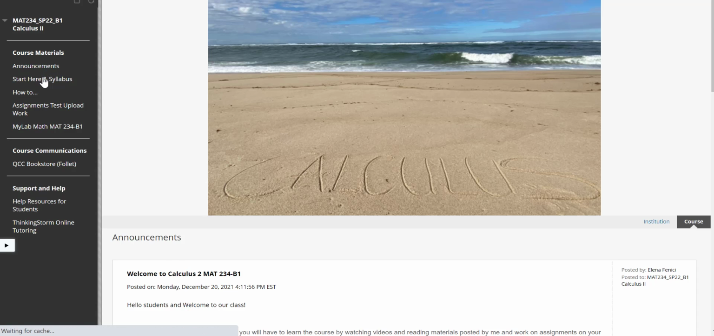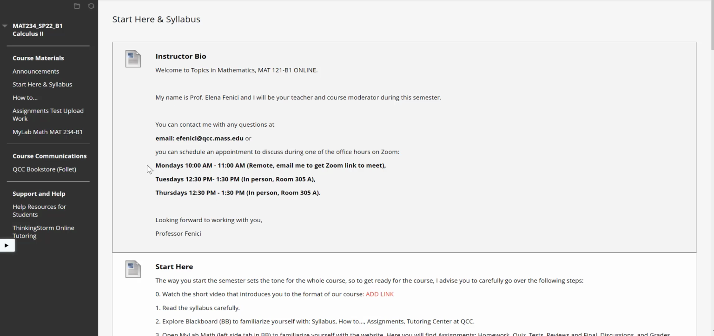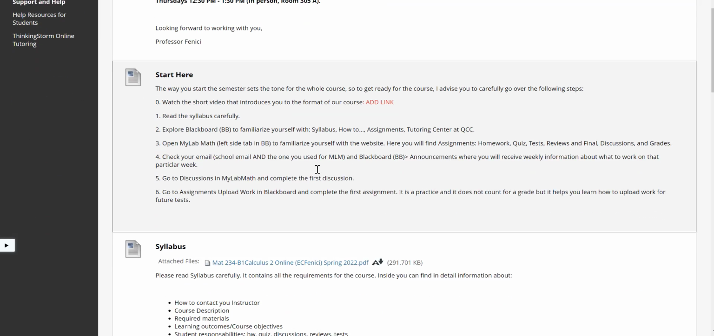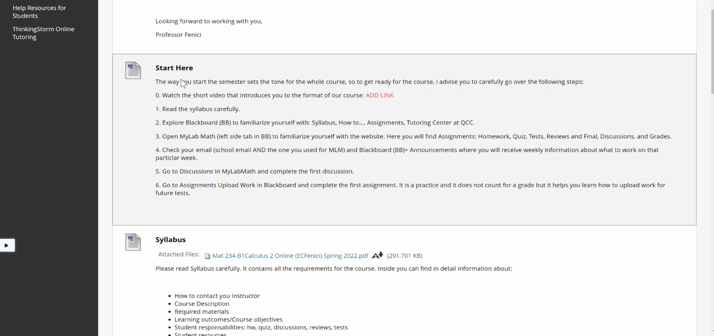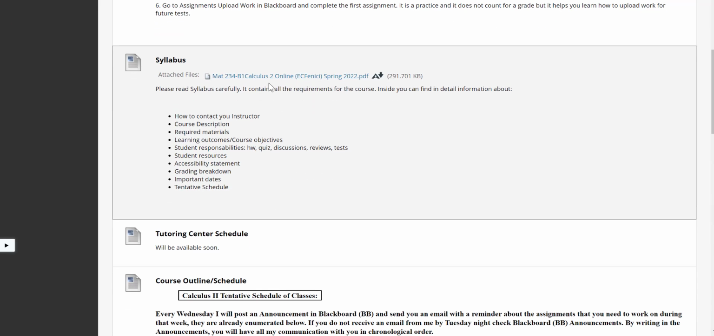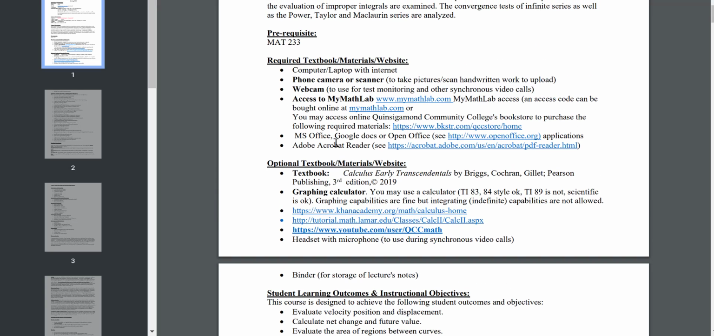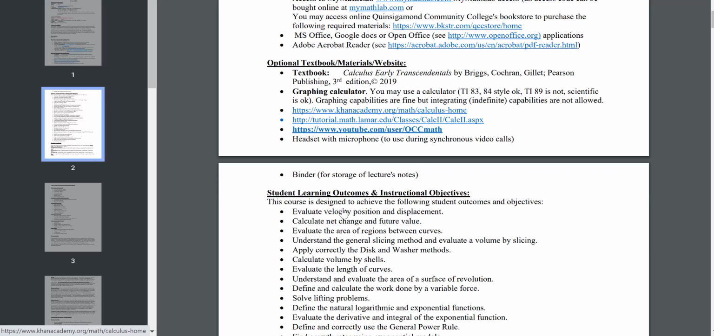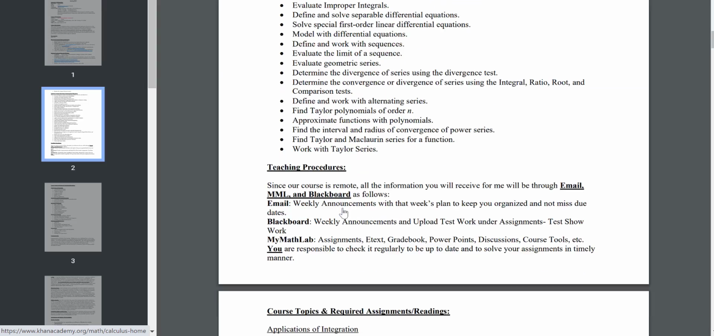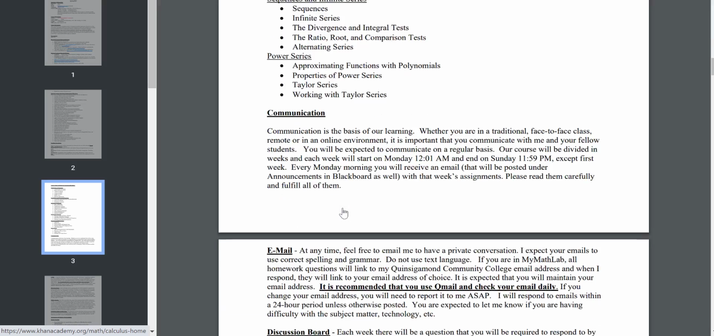The next tab is Start Here and Syllabus. Here you have the information, my office hours, where you can come and see me in person, or you can email me and have a Zoom meeting if you want. Here is the starting point, what you need to do to get on board with our course. Here is the syllabus, so open this page and read through it very carefully because this gives you all the information that you need for our course: what materials are required, what are the optional materials that are going to help you study, what are the student learning objectives, what are the lessons that we are going to go over.